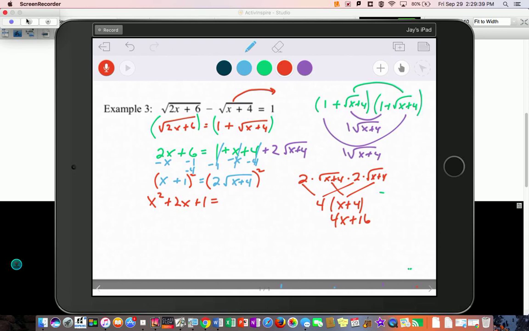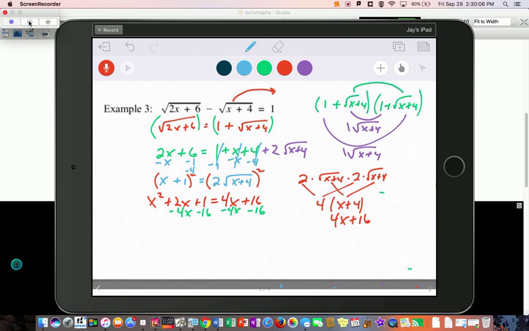You get to choose when you have 4 things what order you multiply them in, but it is not distributive property. You don't take the 2 times everything. Just pick 2, multiply them, pick 2, multiply them, and then multiply the answers. So you're going to have 4x plus 16. We will subtract 4x, because again, we're working with the quadratic.